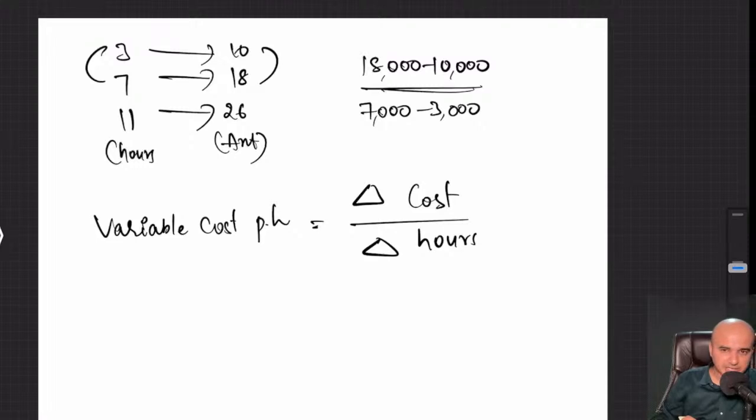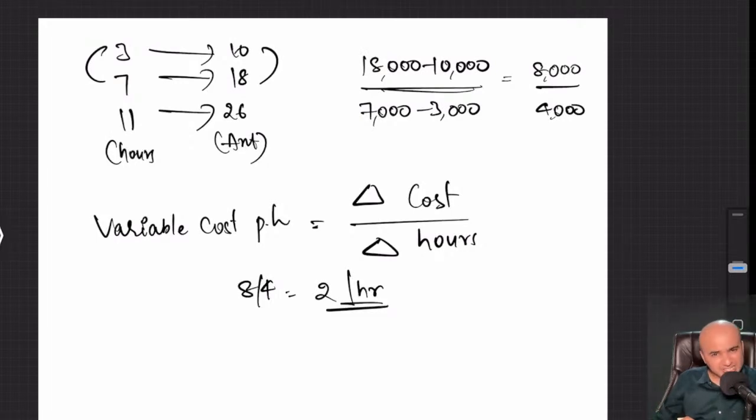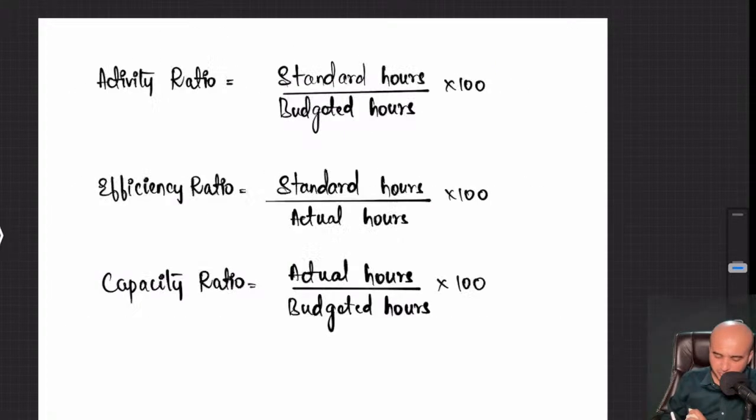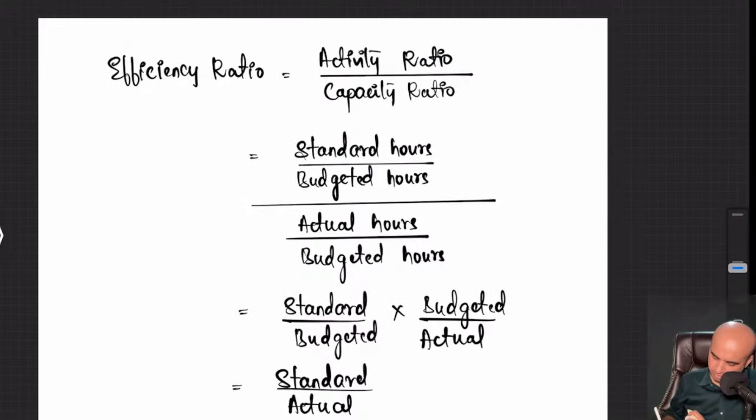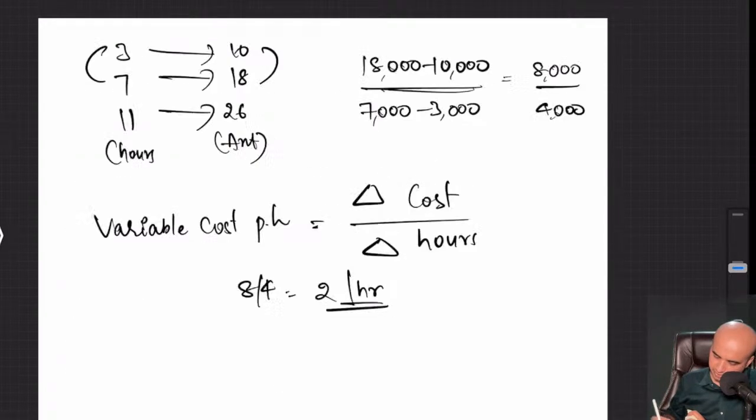So now we have delta cost over delta hours. Difference in cost by difference in hours. So if you simplify this, this will be 8,000 divided by 4,000. So 8 by 4 is simple. It is nothing but 2 per hour. So now what is this 2 per hour? This 2 per hour is nothing but variable cost per hour.